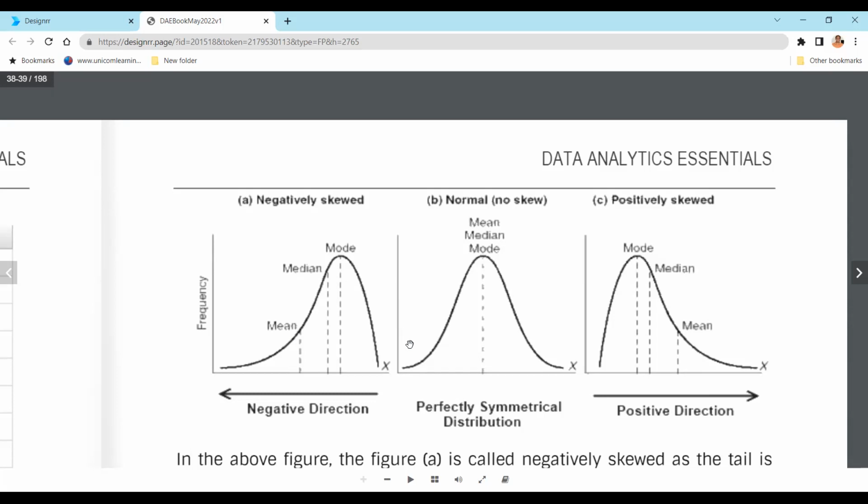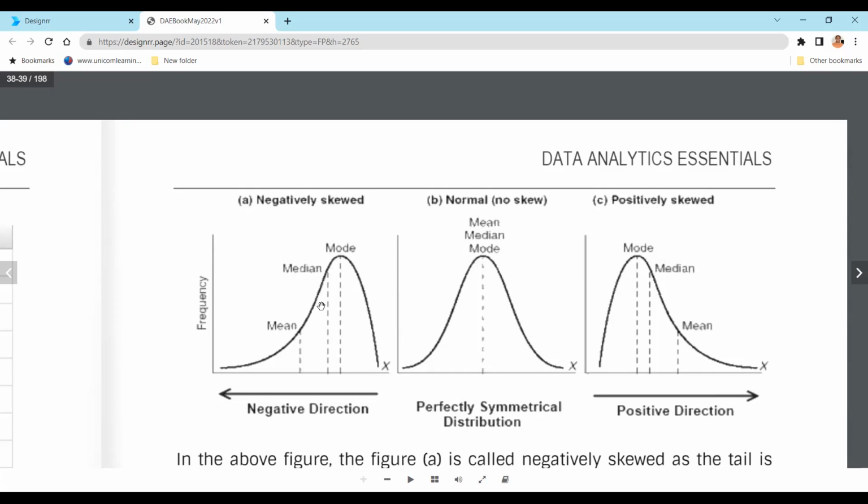If you add higher values, the mean and median will go towards the right, the mean will go much farther, the median will go a little towards the right. And this is called positively skewed. On this side, when you look at the data, you're adding lower values, so the mean is going towards the low side, the median is moving towards the left side, so this is called a negatively skewed graph, right?